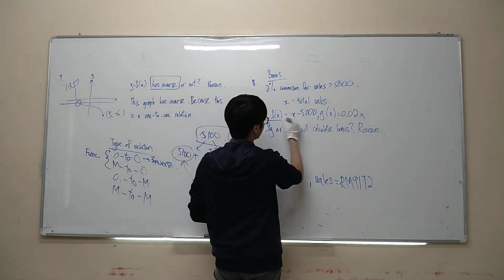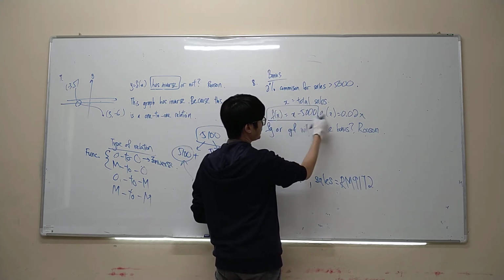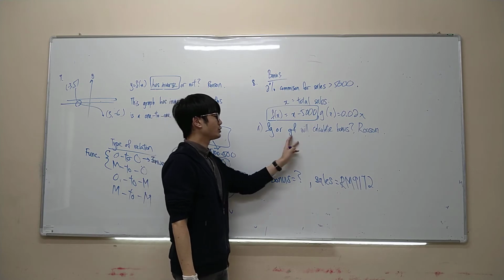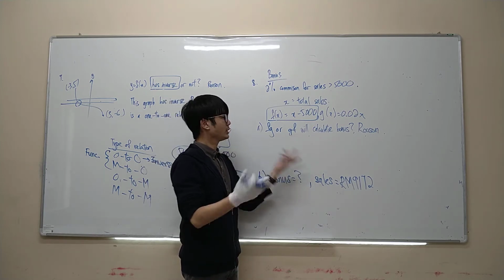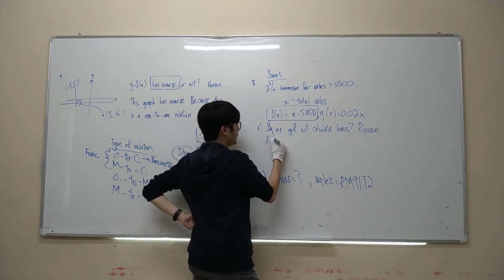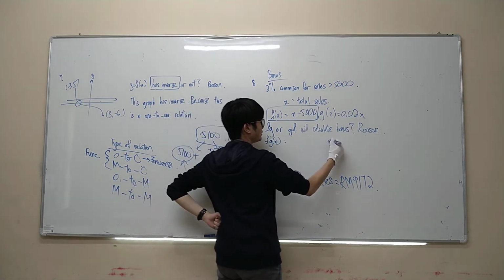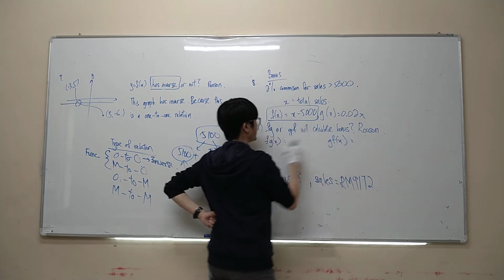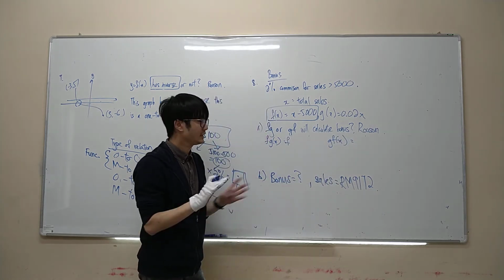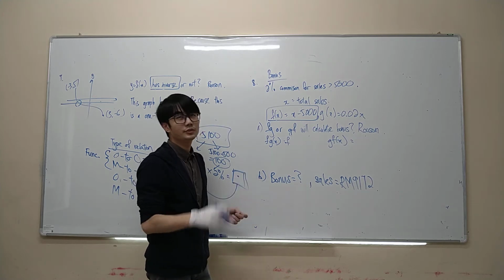Okay, let's look here first. f(x) equals x minus 5,000, g(x) is 0.02 times x. And then they say fg or gf will calculate the bonus. Which one of these will calculate the bonus, and give you a reason. So let's find out what fg and gf are. Are fg and gf the same? Are they the same thing? No, right? What's the difference?